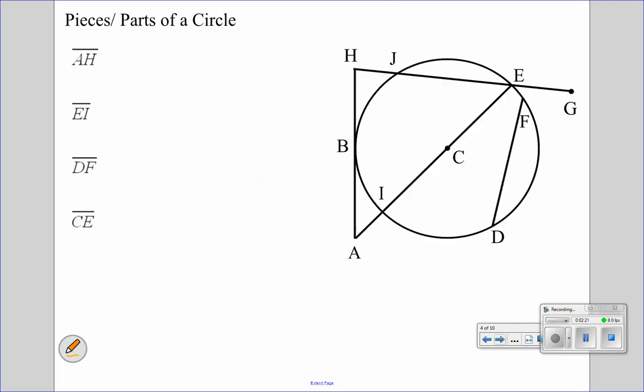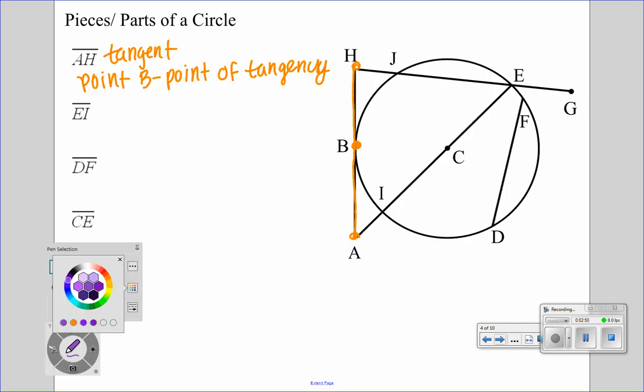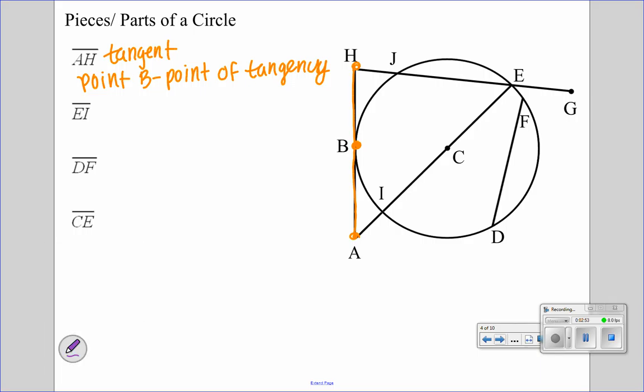Okay, so line segment AH. Ooh, it only touches the circle once and it's on the outside, so that's a tangent. And point B is your point of tangency. All right. Line segment EI. It starts and stops on the end, but it goes through the middle, so that is a diameter.